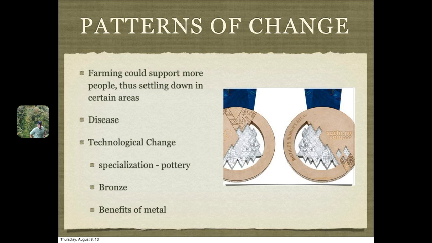So as it said, farming could support more people. Thus, with more people, people started to settle down and form communities in certain areas. Now, yet again, as I was mentioning, this is the question: why do we settle down from being hunters and gatherers and become farmers? There was going to be some blowback there. One of the big things that people think was disease. As it says in your book, disease played a role. Settled agricultural societies suffered from more contagious diseases because of a denser population.